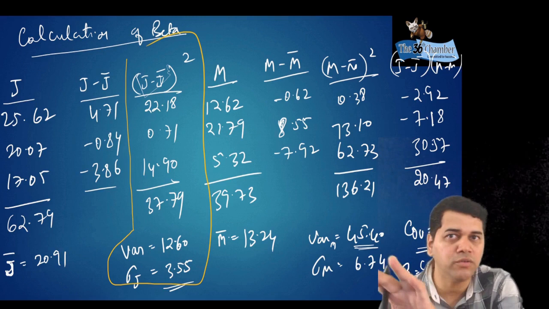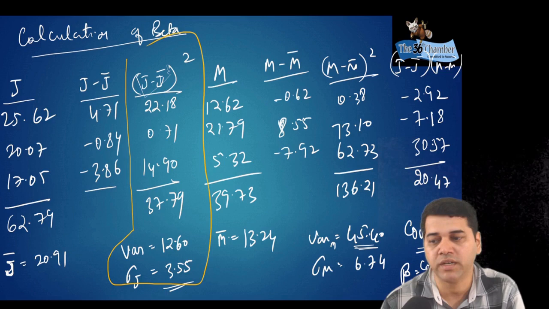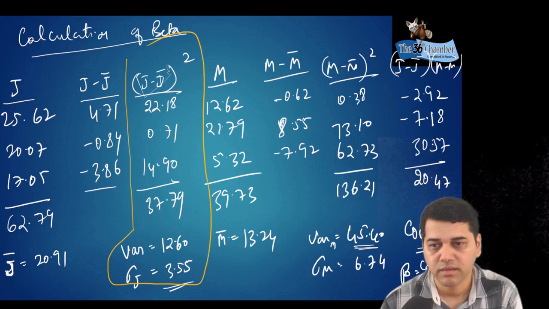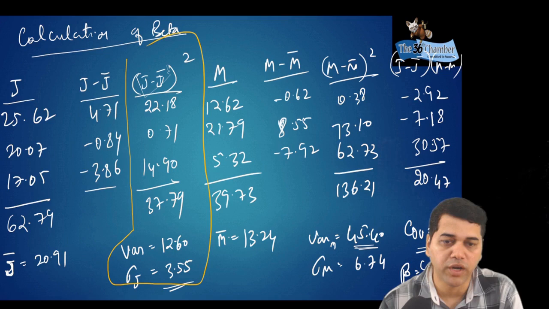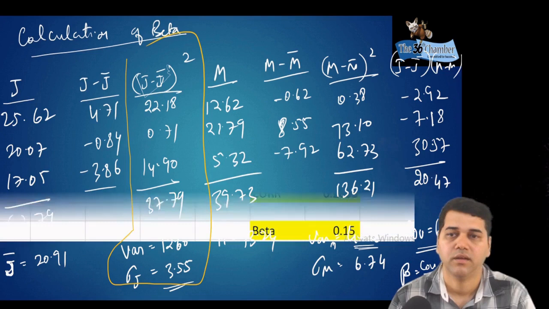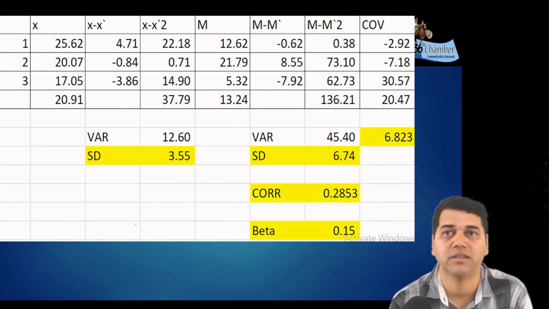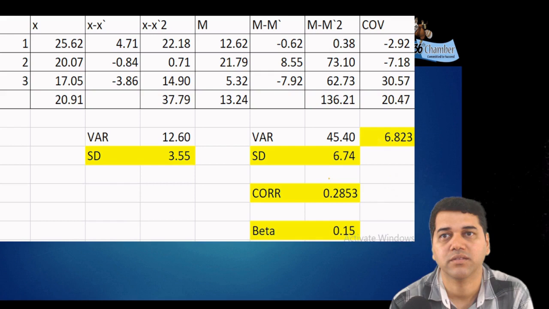So covariance by market variance, how much do you get? 6.823 divided by 45.40. You get 0.15 as the beta. Understood how to calculate beta? This is the least square method under correlation. Only thing is, correlation we didn't calculate. Followed, no? Now there is an alternative method called the regression method. You can just note this down, or maybe you can try it later.